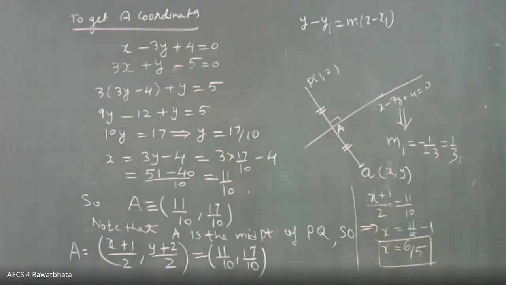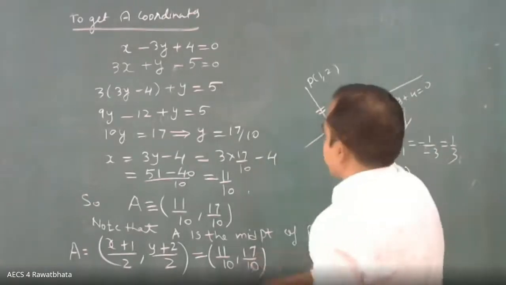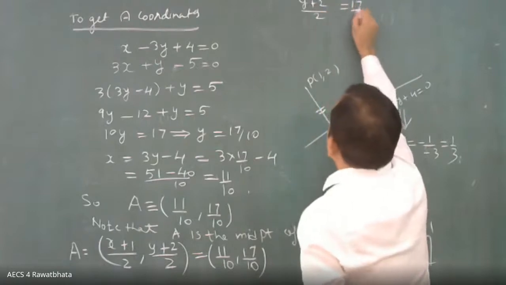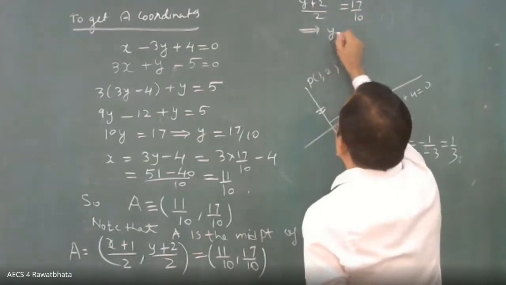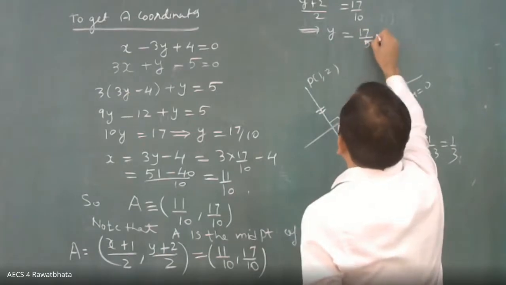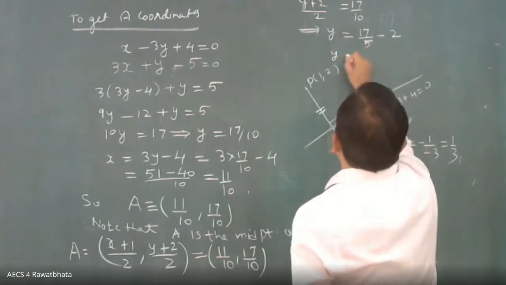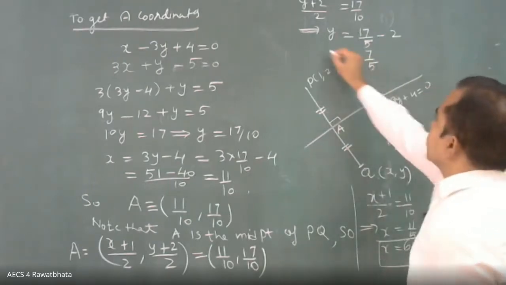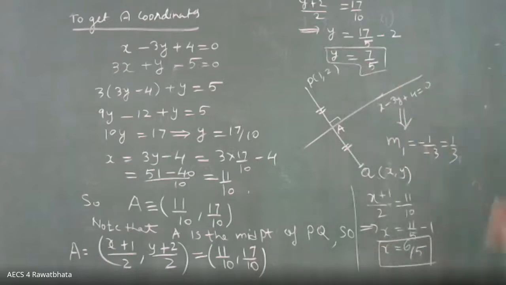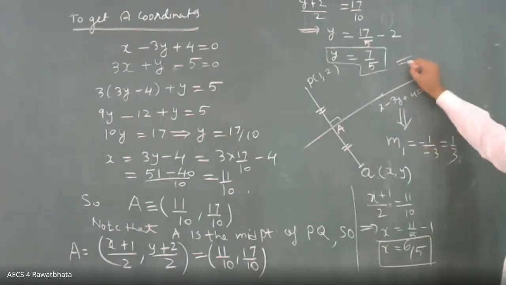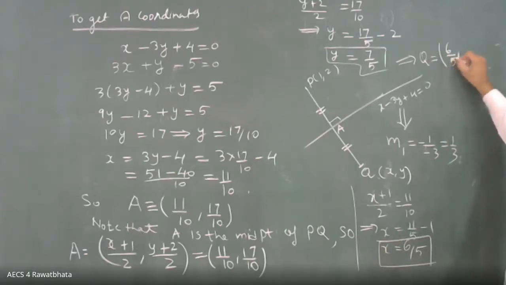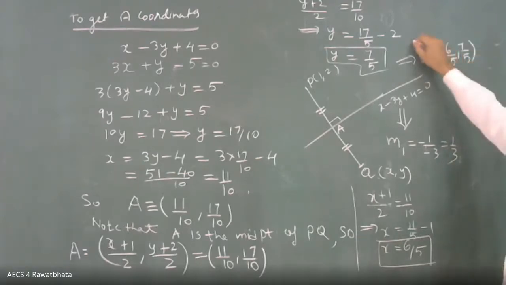And then let us equate the other coordinate, the y coordinate also. This will become (y + 2) whole by 2 equal to 17 by 10. So y equals 17 by 5 minus 2. Y equals (17 minus 10) by 5, which is 7 by 5. Toh mujhe x mil gaya, y mil gaya, and mere Q coordinates ready ho gaye. It means that Q coordinates are 6 by 5, 7 by 5. I hope this should be right.